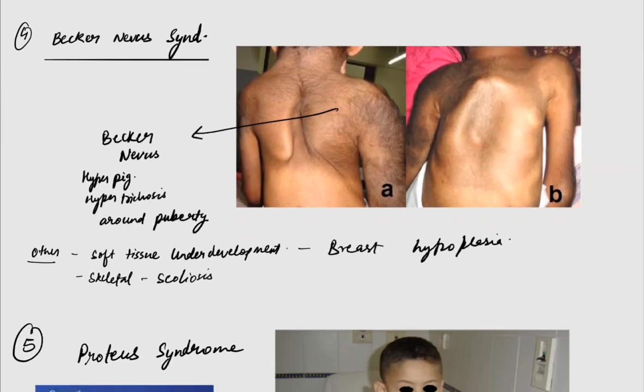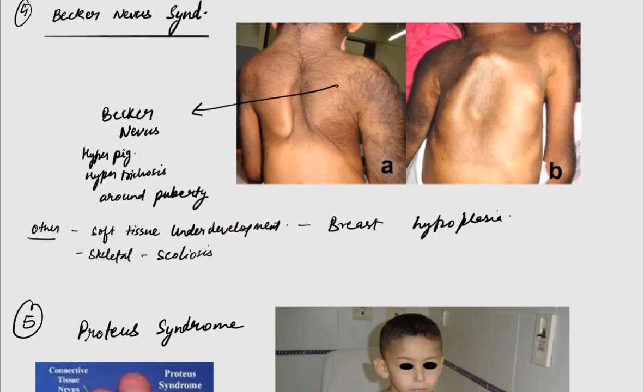Coming to the Becker nevus syndrome, here Becker nevus is present, which is hyperpigmentation associated with hypertrichosis, and these things develop more around puberty. Other anomalies present are soft tissue underdevelopment, for example breast hypoplasia, and skeletal abnormalities such as scoliosis.